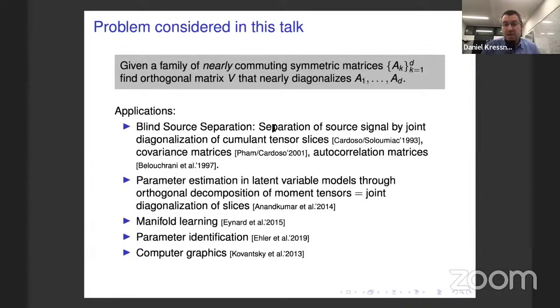Probably the most famous one is blind source separation, where different techniques which all lead to the need for joint diagonalization can be used to separate, to unmix signals. Something which became quite famous is using these techniques to compute orthogonal decompositions of moment tensors. I think Tamara Kolda wrote about this, and there's even a whole book by Anandkumar about these techniques. And you find it in other parameter identification, manifold learning. There's even a paper on computer graphics where these techniques are used.